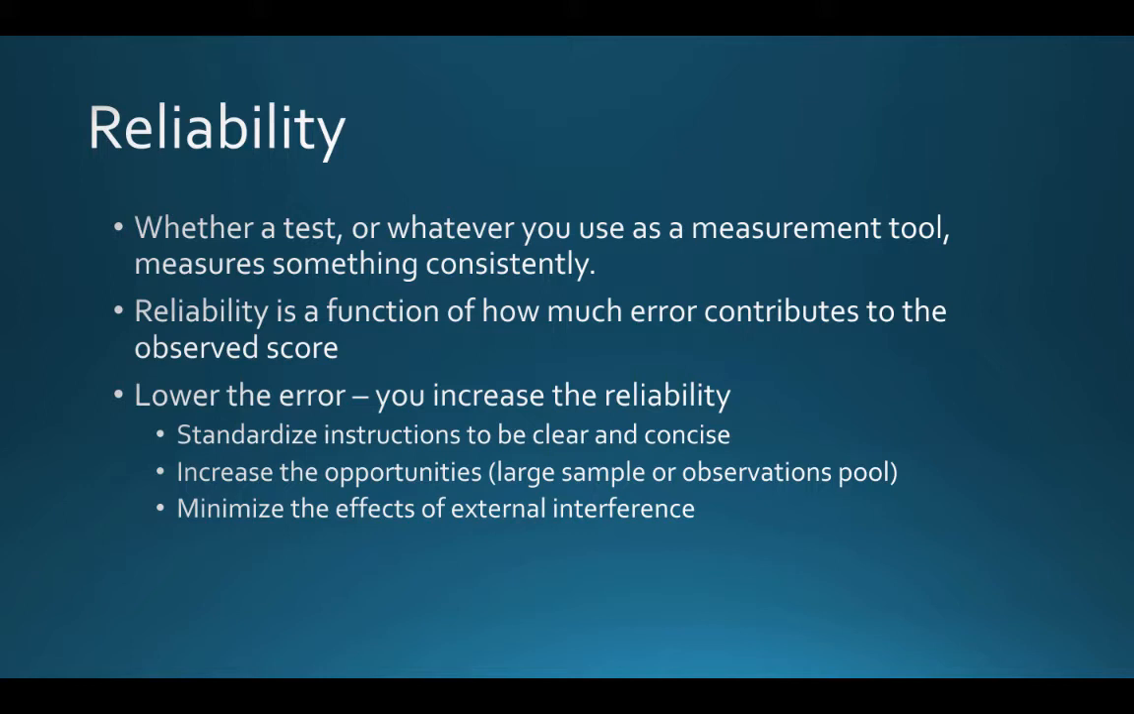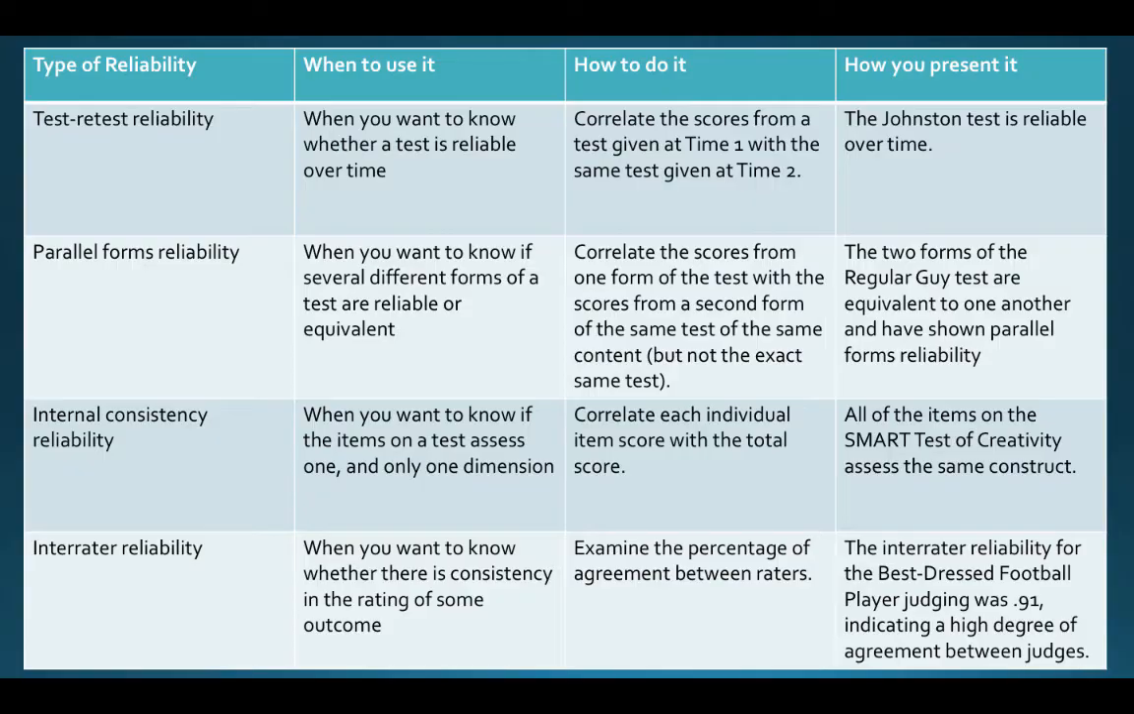We kind of saw that when we were doing measures of central tendency, and we talked about the mean versus the median. We can also minimize the effects of external interference. Maybe you want to standardize the room setting, or the clothing, or the type of pencil. Who knows what that is, but the more you can control and narrow down all of the things that could affect the outcome of your score, the better chance you're going to have of high reliability.